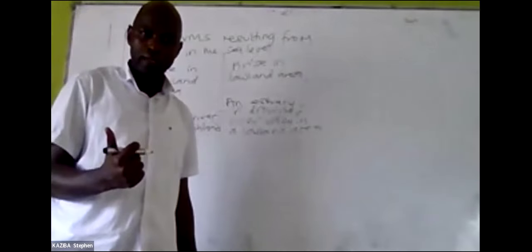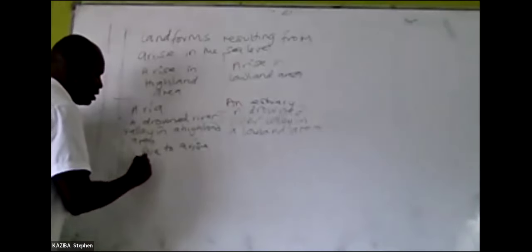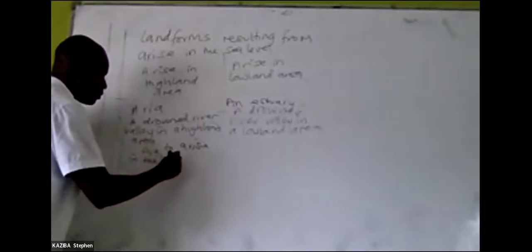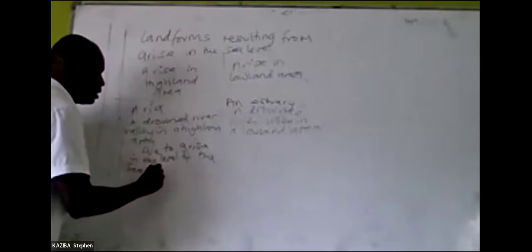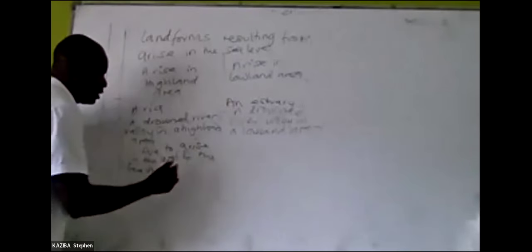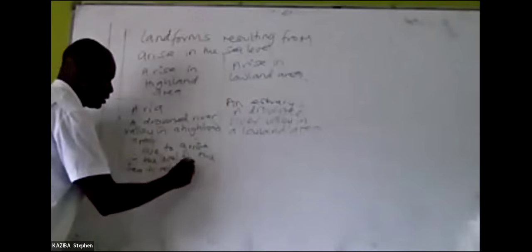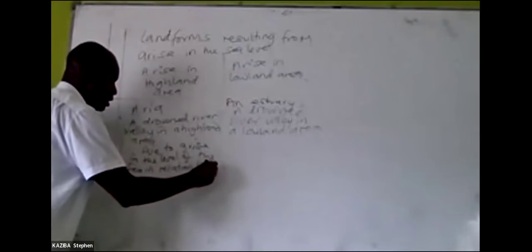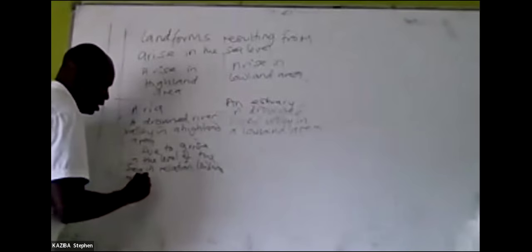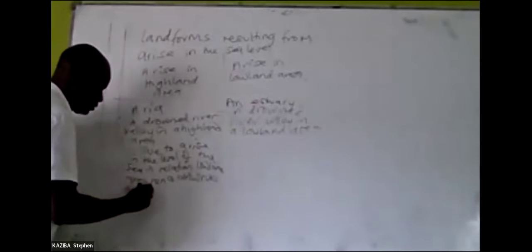I guess the point is taken. So when you're drawing, how are they formed? They are formed due to a rise in the level of the sea in relation to the lowland area, hence drowning the river mouth.